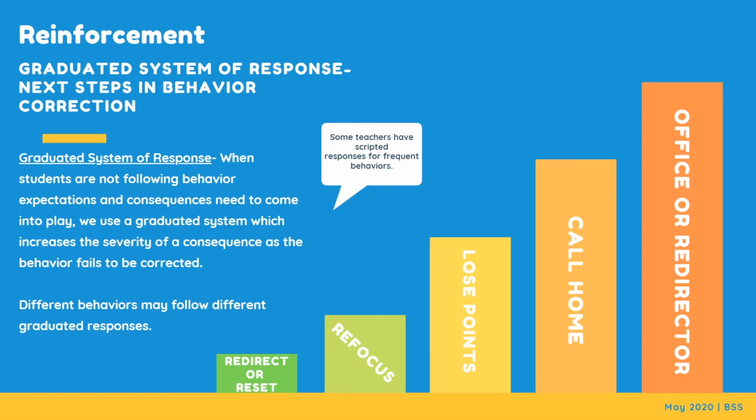So for example, on the screen you'll see a little chart that starts with redirect or reset and ends with office or redirector. This might be for a behavior such as a student in your classroom who is disrupting the learning of others by yelling out. You would start with a redirect, reminding them of the expectation, or offering a reset.